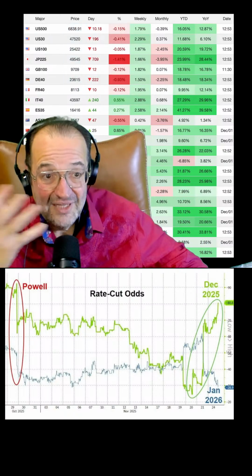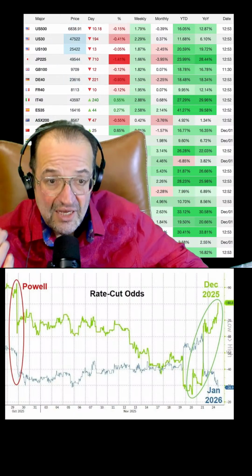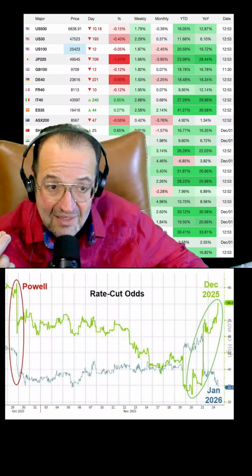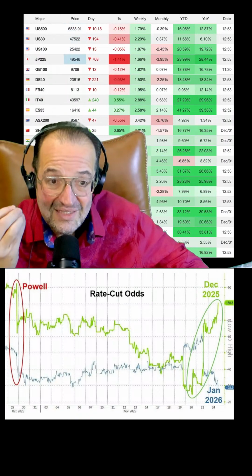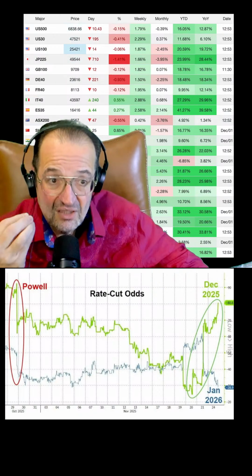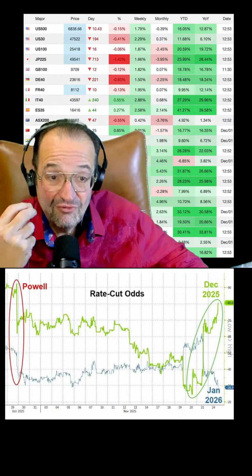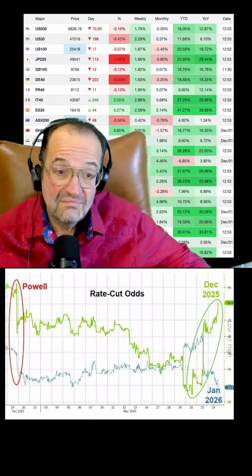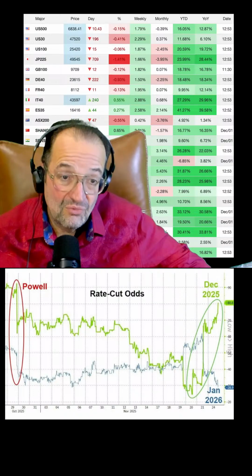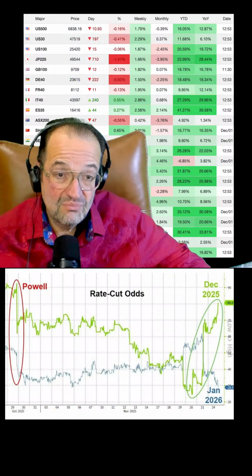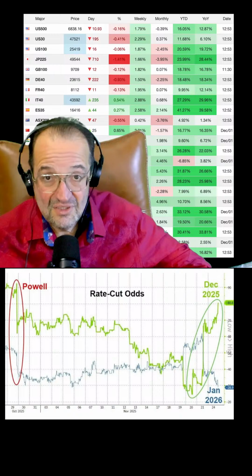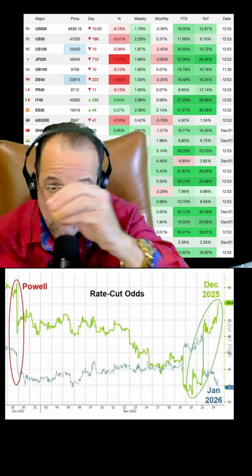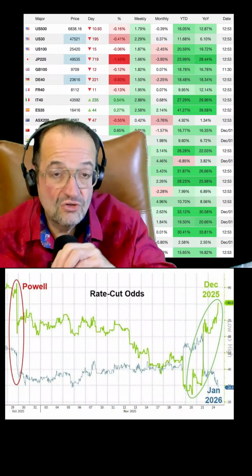So, second, economic data has deteriorated enough to force the Fed's hand. That's what caused a massive surge in December cut odds. And third, traders expect the Fed to move cautiously. And this is not a recession probability chart, it's a timing probability chart. I'm not saying this is a recession. We're just talking purely in terms of what the Fed is going to do.